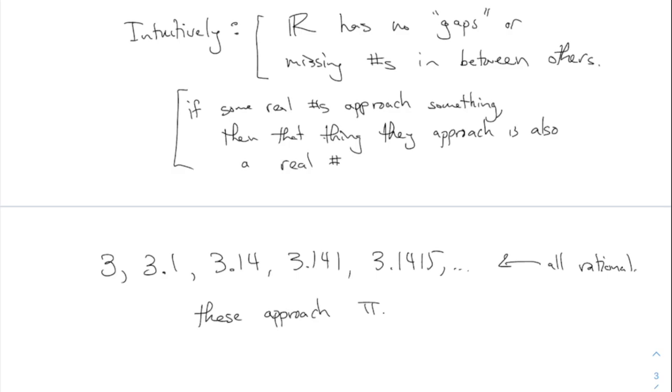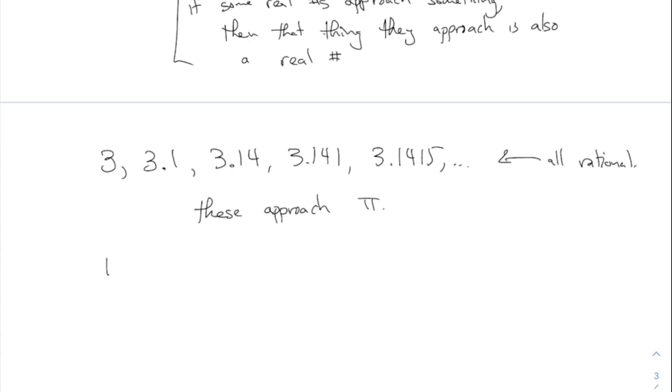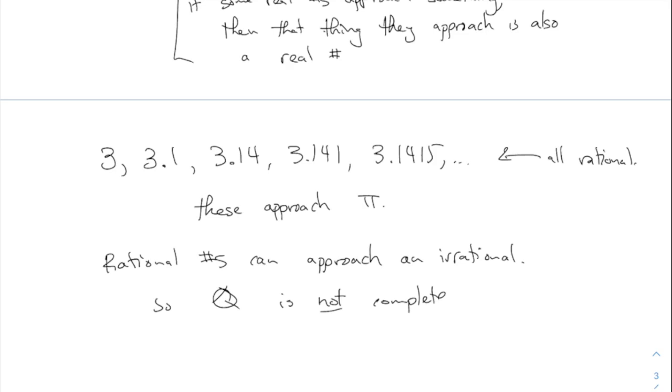Here we have rational numbers can approach an irrational, right? So for this reason, Q, the set of rational numbers, is not complete. Because you can have rationals which approach an irrational. But R does not work like that. R is complete. If you have real numbers that approach something, the thing they approach is automatically a real number.